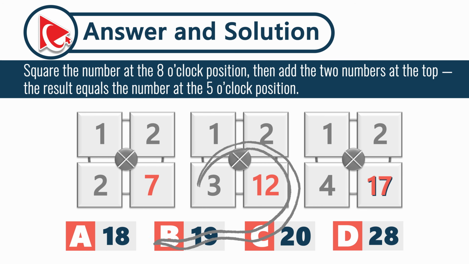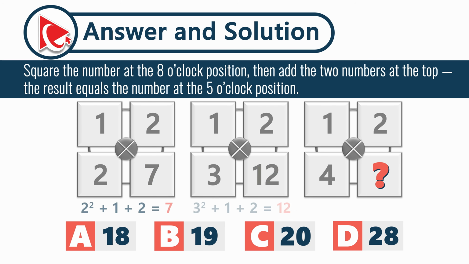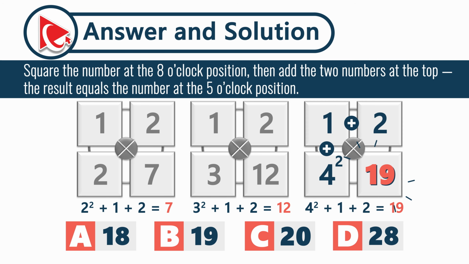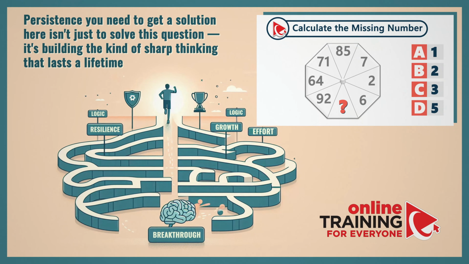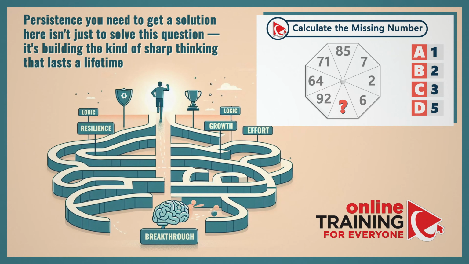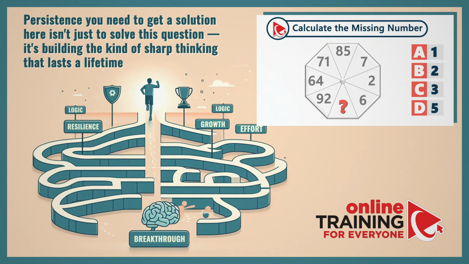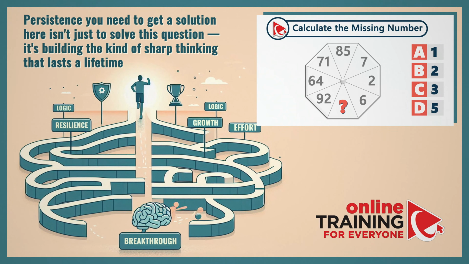Guess what? It's not one of the existing choices. So what is the right answer? 4 squared plus 1 plus 2 equals 19. And the correct answer here is choice B, 19. Persistence you need to get the solution here isn't just to solve this question. It's building the kind of sharp thinking that lasts a lifetime.